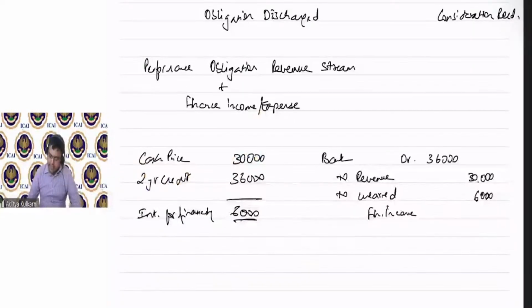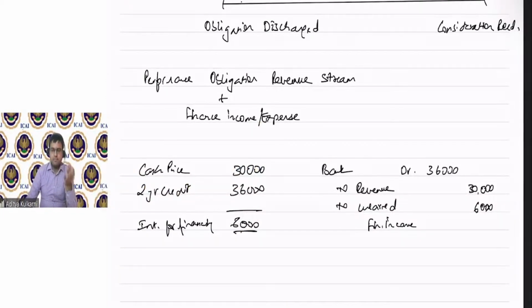See, when my customer pays the money and when the performance obligation is discharged, if there is a time gap greater than 1 year, there is an unearned finance income for one of the parties and an unearned expense for the other party. The question is, which rate of interest should we take?